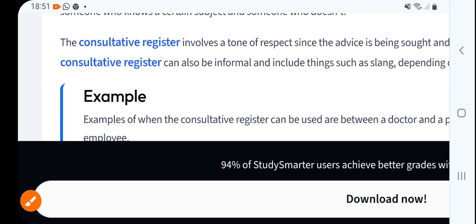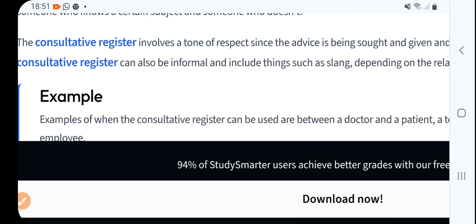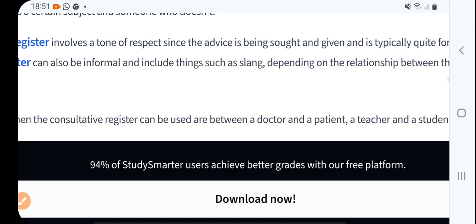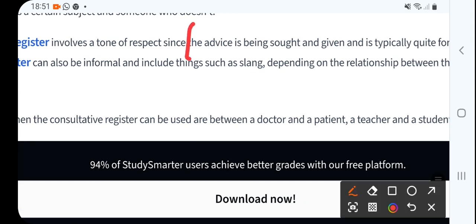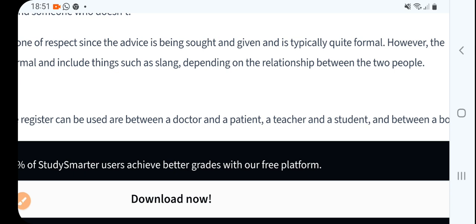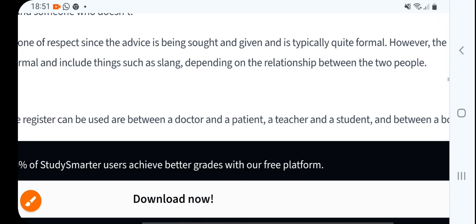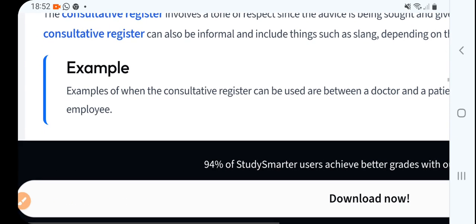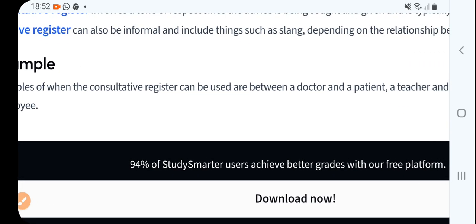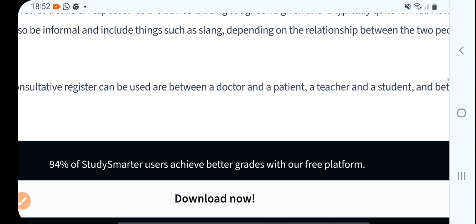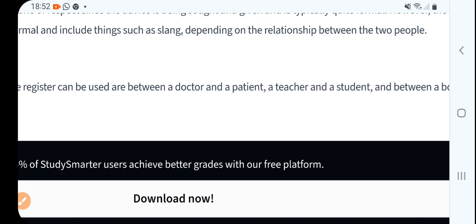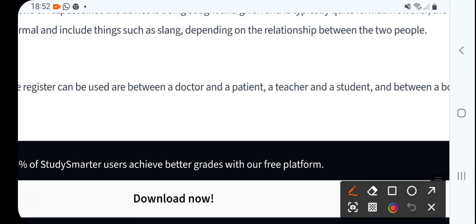So the consultative register involves a tone of respect since advice is being sought, right? I want to take advice, so advice is being sought and given. So when advice is either given or taken, it is typically quite formal. The consultative register is quite formal, right? However, it can also be informal and include things such as slang, depending on the relationship between the two people.